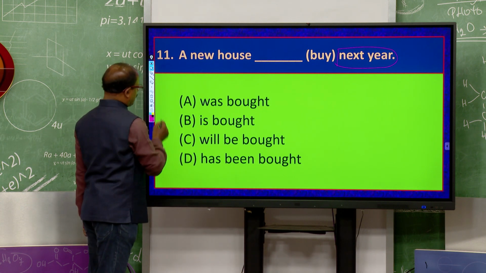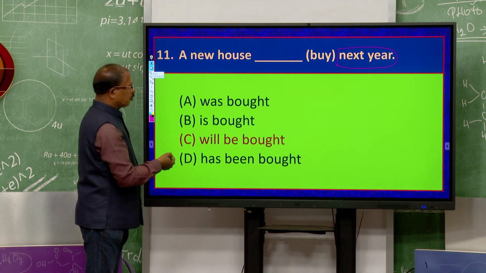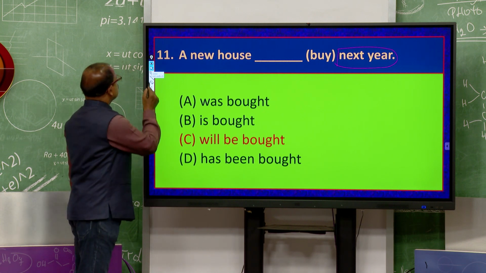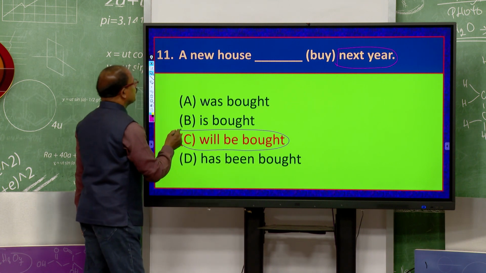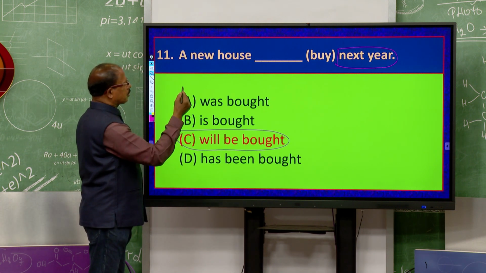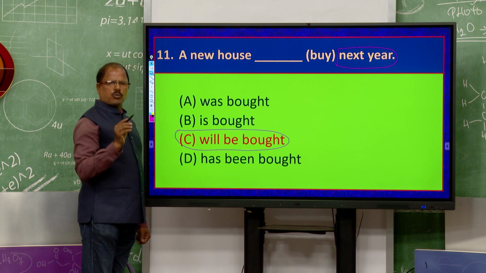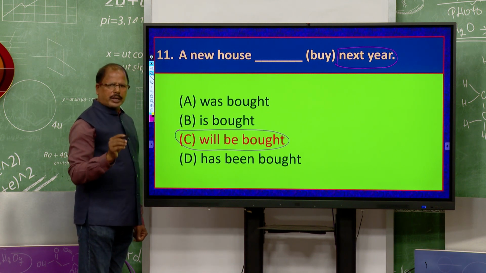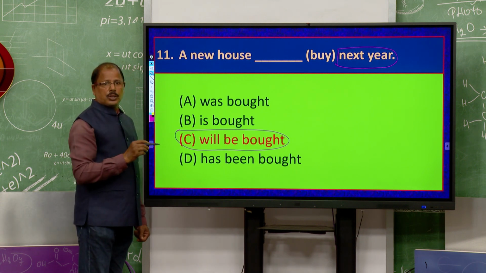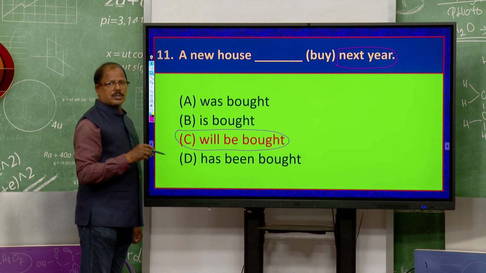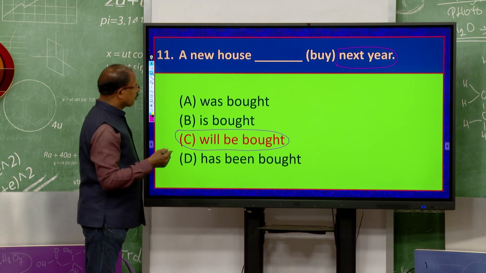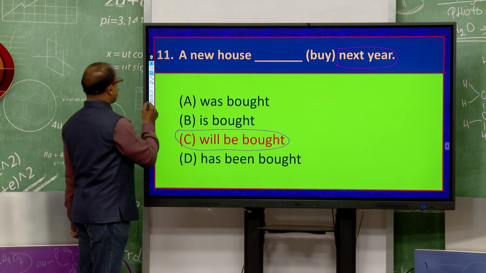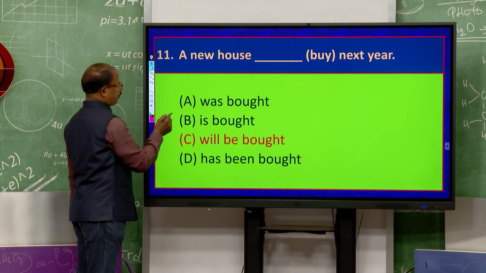Let us see the answer, right. So, you just see the correct answer is option C, will be bought, right. So, a new house will be bought next year. So, whenever you have to use the correct form of the verb, then you have to see the adverbials or adverbs which are there in the sentence, and they will tell you which type of form is to be used in the sentence, right. So, let us go to the next question.